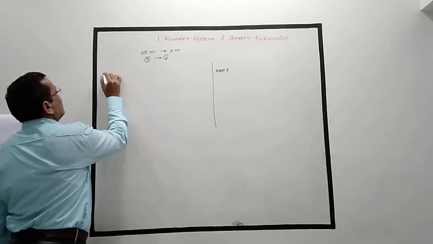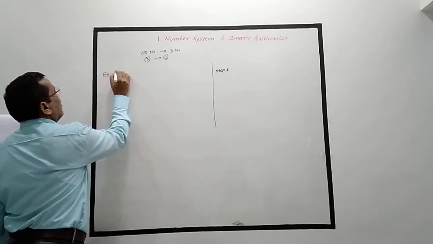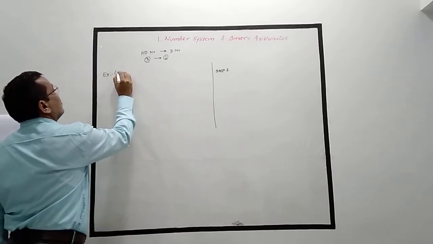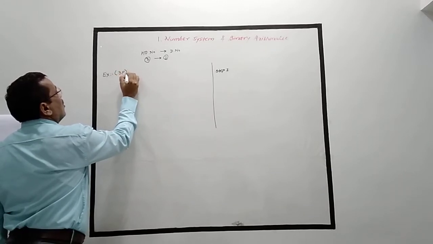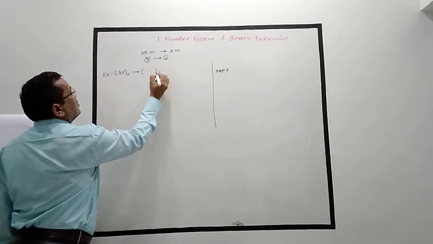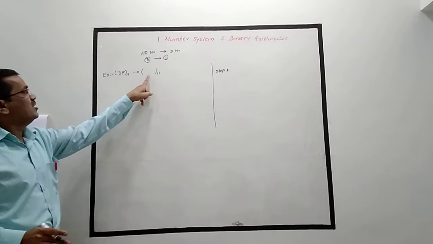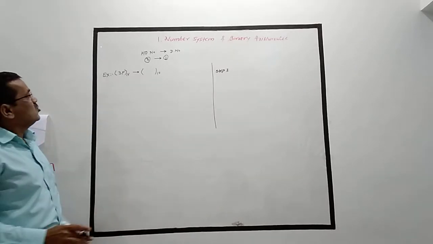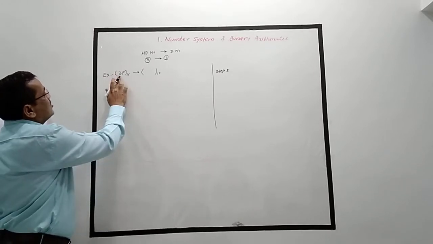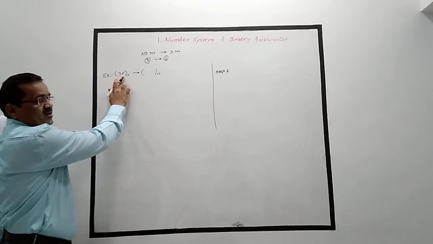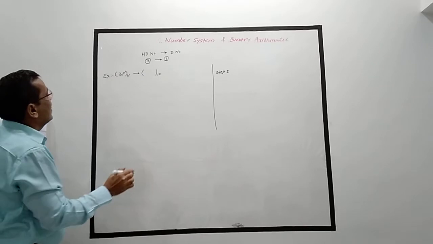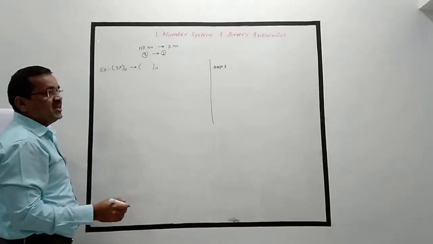Suppose we take one example. The hexadecimal number 3F base 16 is converted into decimal number system, or its decimal equivalent. So what to do here? 3F, this is the hexadecimal number. So first of all, write this hexadecimal number in splitting form.